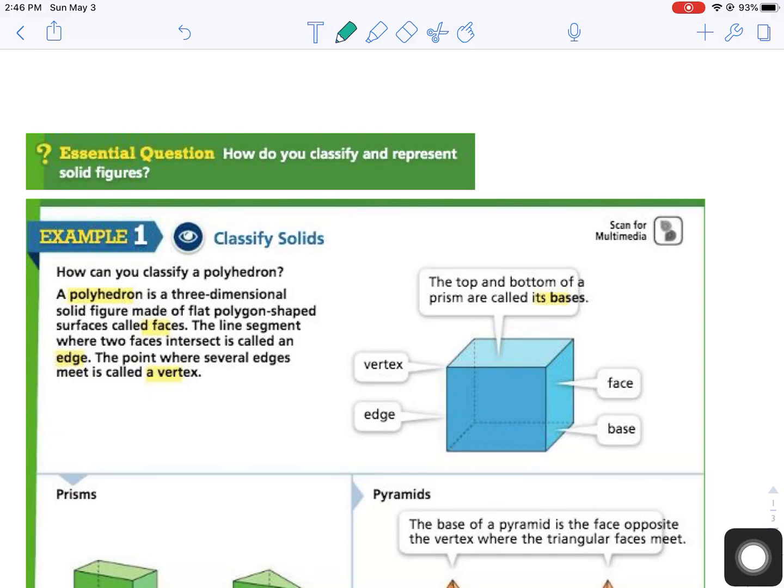So in a polyhedron, the top and the bottom are called bases. So this shape up here is a base, and this shape down below are bases. So top and bottom are bases. And then the other polygon-shaped surfaces we know are called faces. So we have four faces.